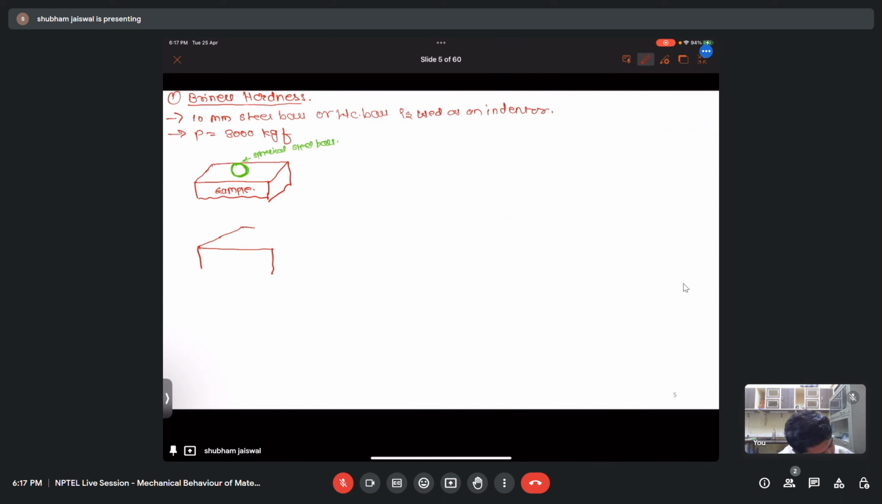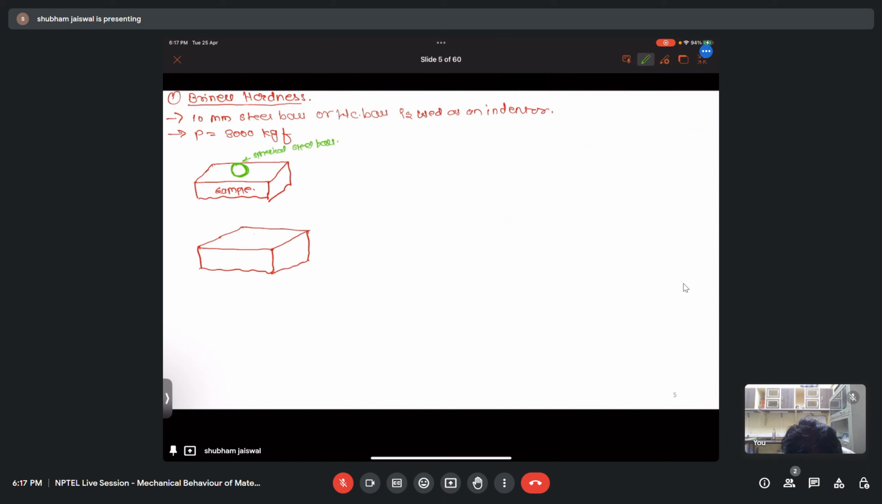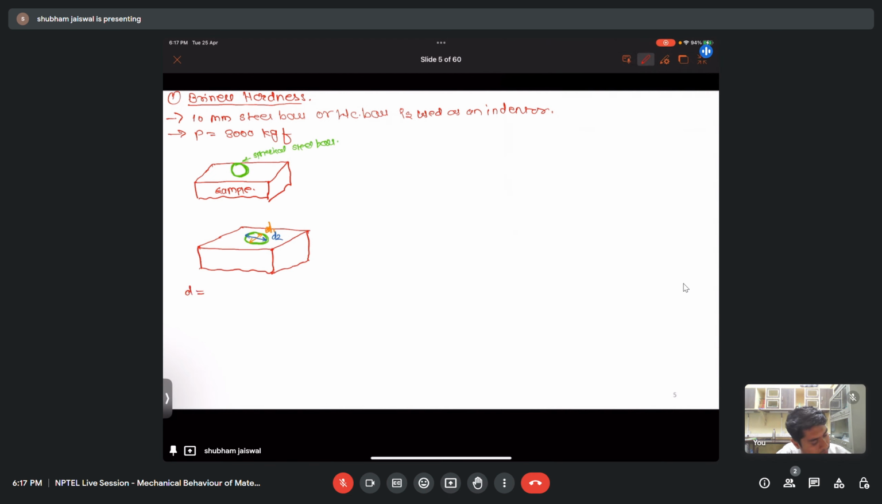after indentation is done, if I remove it, we can see an impression on it. This is the impression made by the ball. If we measure the diameter here, let's say it is D1, and along this direction it is D2, and our d is the average diameter, that is (D1 plus D2) by 2. That is our average diameter.